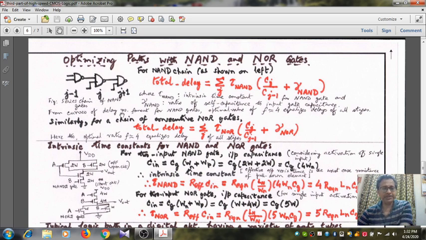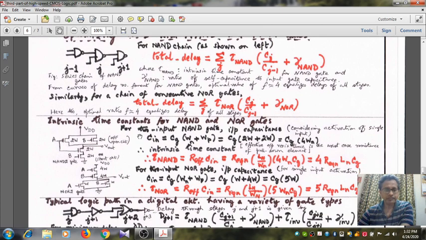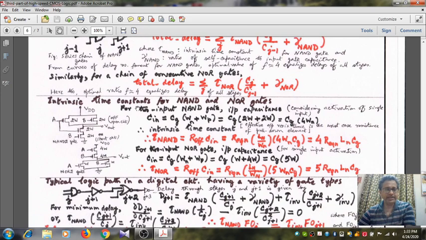And from the curves of delay versus fan out for NAND gates, we can easily find that the optimal value of F should be 4. There also the optimal value is 4, which equalizes the delays of all stages. And similarly for a NOR gate chain also we can find that the expression will be similar. So the optimal fan out factor will be 4. And as far as the values of tau NAND and tau NOR are concerned, let us see. So the intrinsic time constant for NAND and NOR.